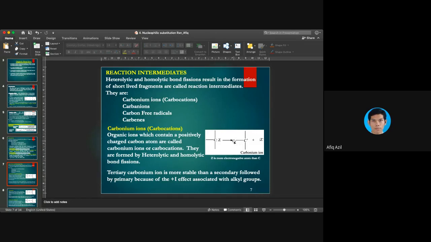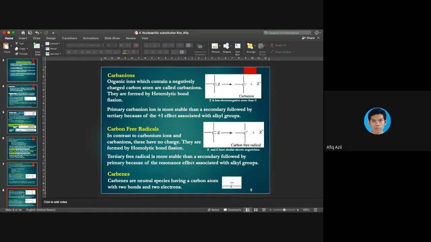How do you know primary, secondary, tertiary? If it's a primary carbocation ion, this carbon over here will be bonded to one other carbon. If it's secondary, it will be bonded to 2 other carbons. If it's tertiary, it will be bonded to 3 other carbons. So this will be carbon, carbon, carbon. That carbon can be as simple as a CH3 methyl group, or it can be as complicated as C10 or whatever the structure is.